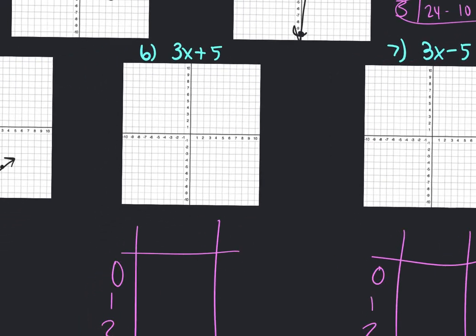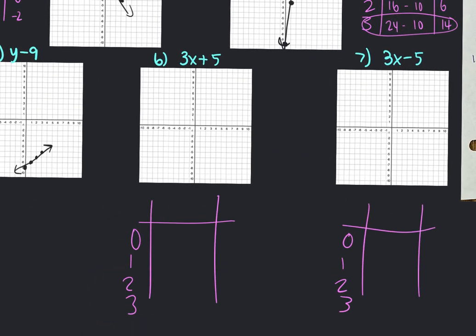Okay, question 6. 3 times 0 plus 5. 3 times 1 plus 5. 3 times 2 plus 5. That's going to go off my graph. 3 times 3 plus 5 is also going to go off my graph. So pause, and I'm going to get rid of this graph and get a different one.